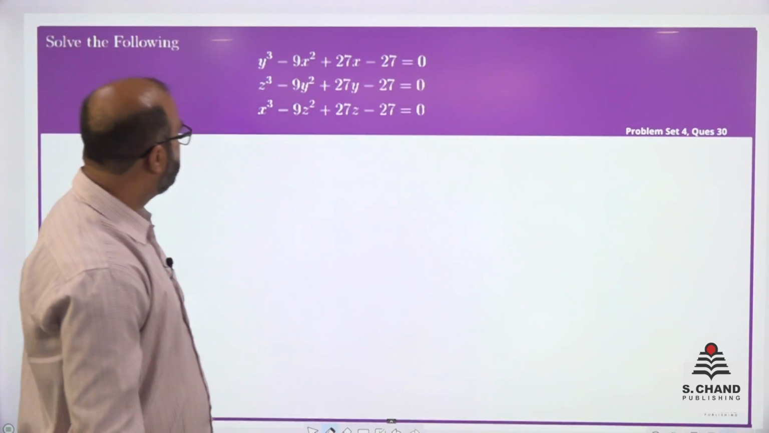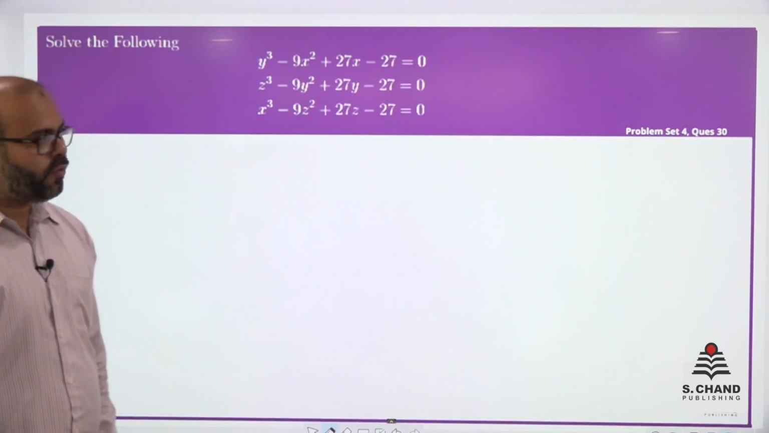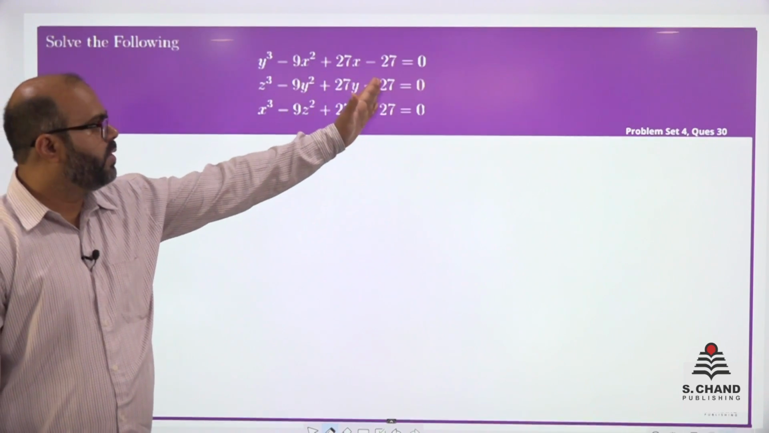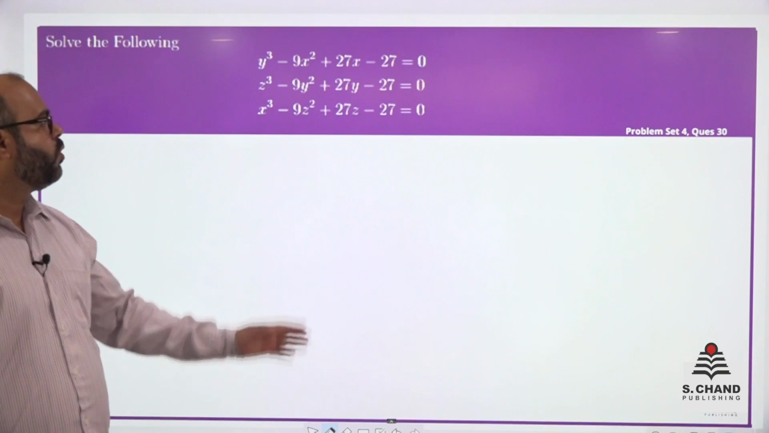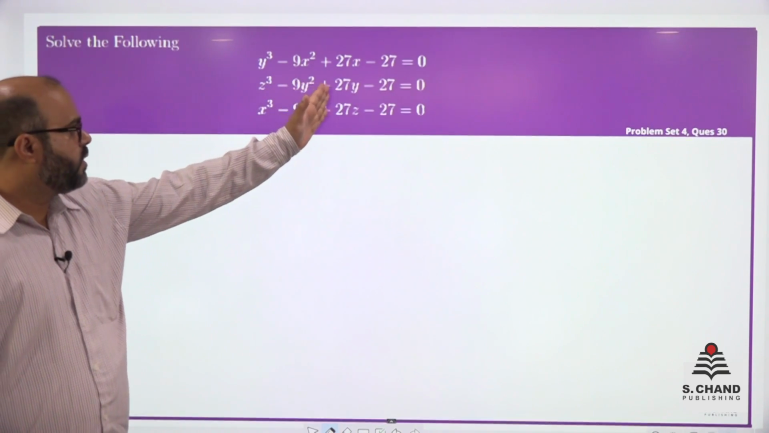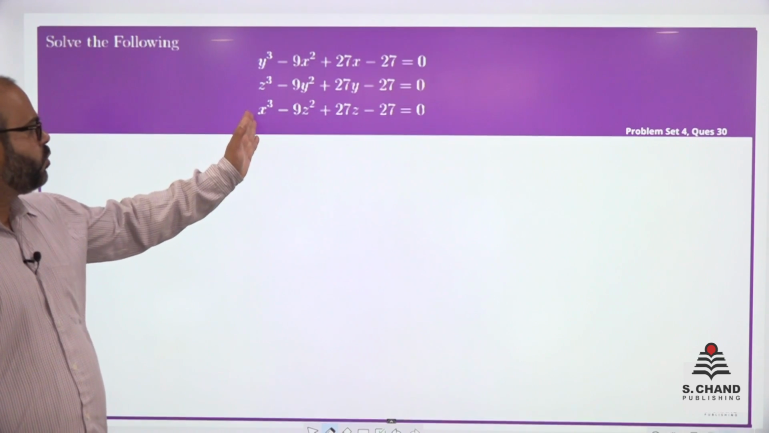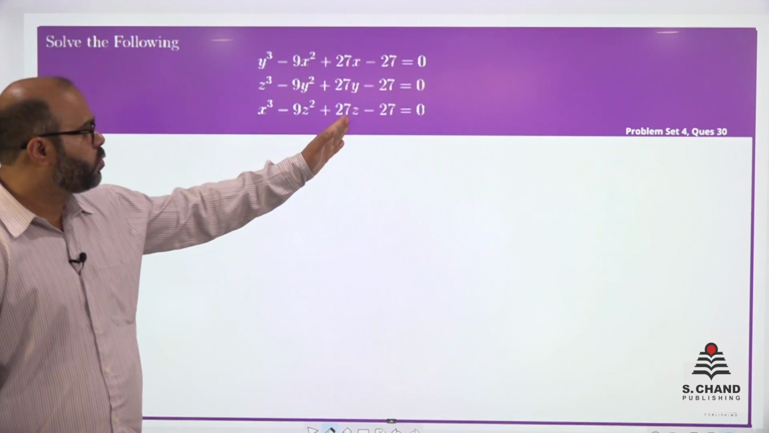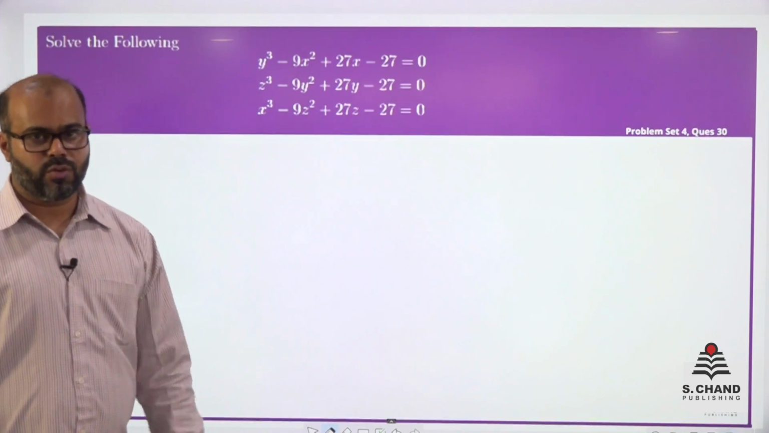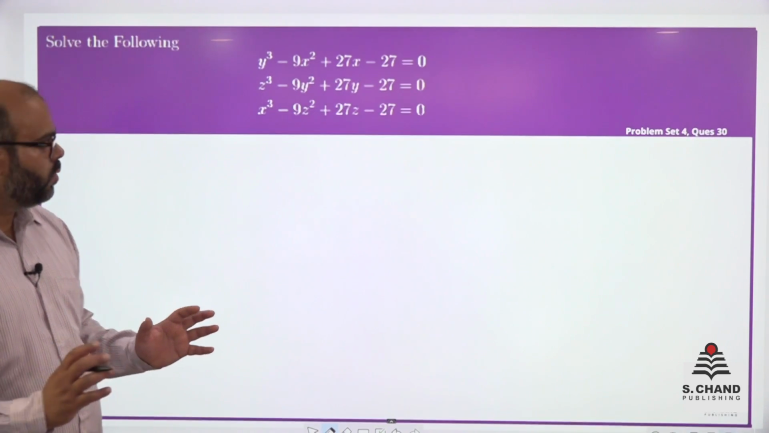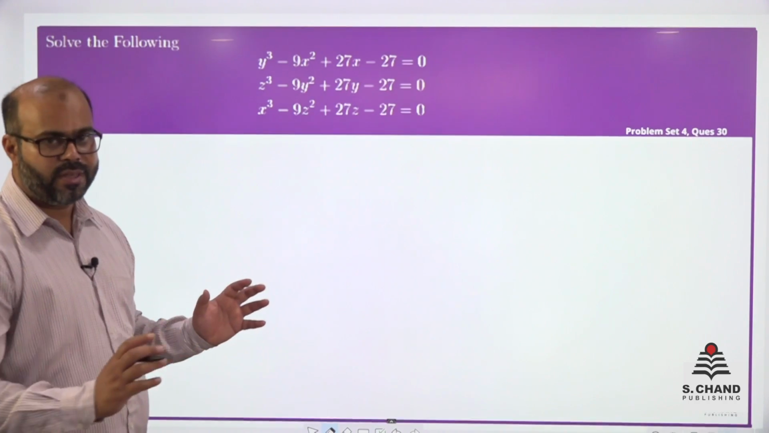Let us come to the next equation here. Solve the following equations. x cube minus 9x square plus 27x minus 27 is equal to 0. z cube minus 9y square plus 27y minus 27 is equal to 0. x cube minus 9z square plus 27z minus 27 is equal to 0. Now this is a very important question. Be alert to see each and every step here.